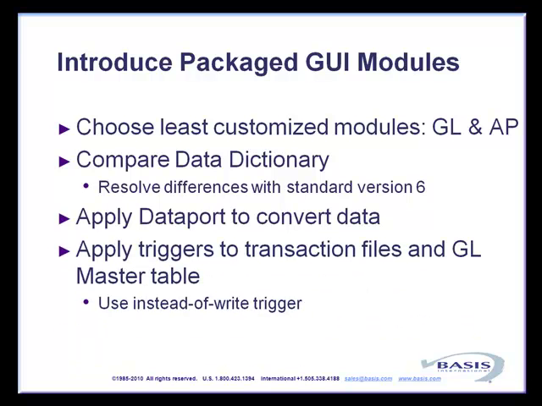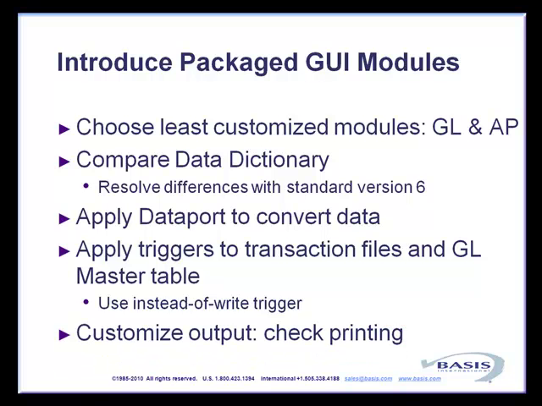We then decided to take the approach of applying triggers to the transaction files and the General Ledger master table. We used the instead of write trigger. And what this allowed us to do was to maintain the older character-based code without any code changes whatsoever, but the old character-based code would now integrate into the new GUI versions. And the final point would be to do some customized changes to some output. Most specific amongst that in our Accounts Payable module was to accommodate our check printing format.